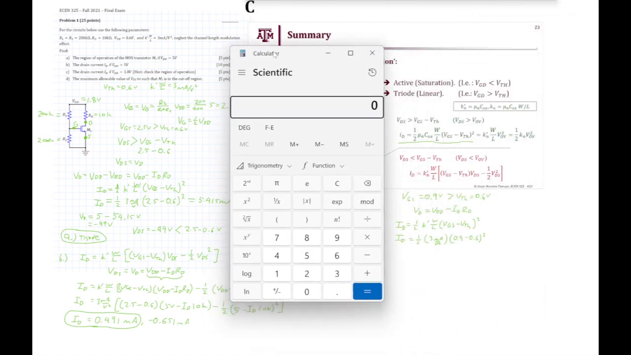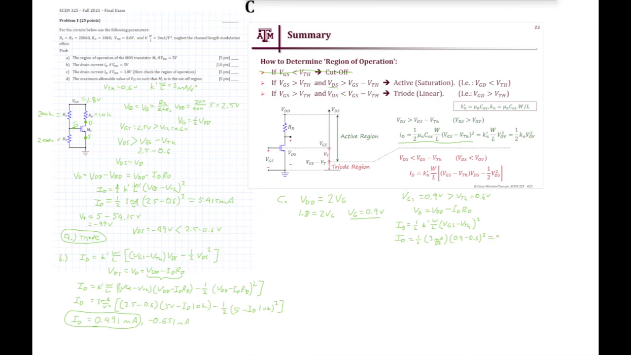Okay, let's recalculate our current. So we have (0.9 minus 0.6) squared times 3 milliamps divided by 2, and we get 0.135 milliamps. Okay, from this, we'll be using our VD equation here to solve for our VD value.